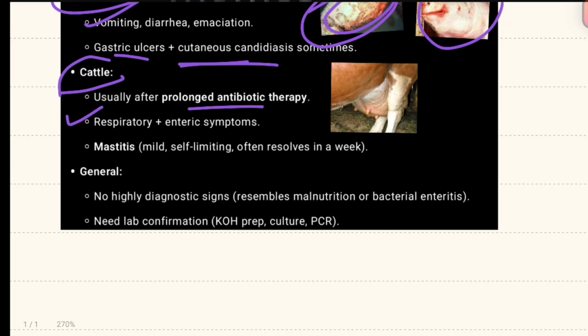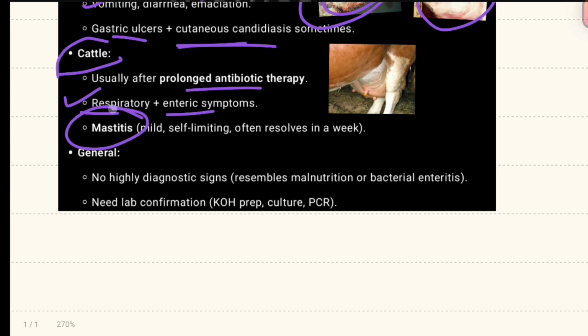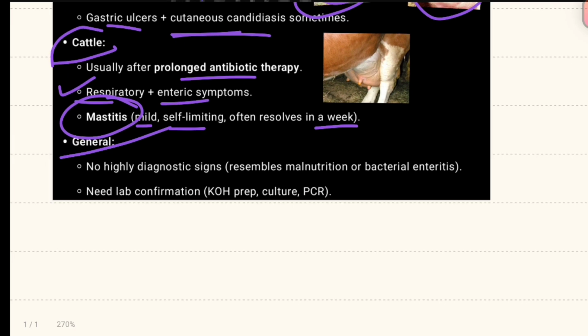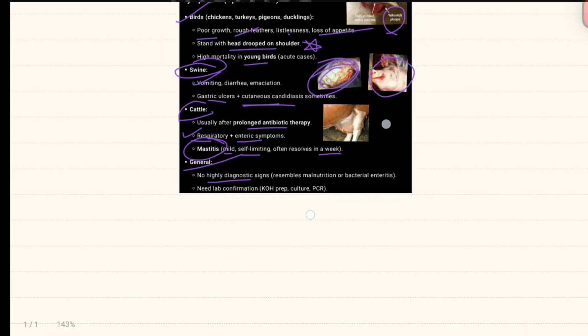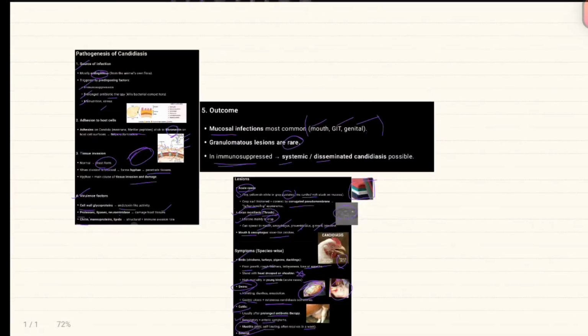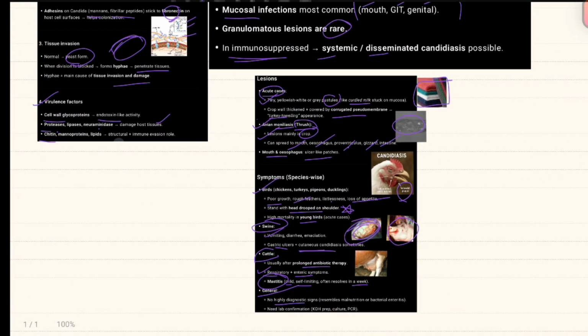It may also spread to cause respiratory and enteric symptoms, and mastitis is the most important symptom noticed in this candidiosis. Usually this mastitis is a mild form and is self-limiting, which may often resolve in a week. In general, these are not of high diagnostic value for diagnosing the disease, so these symptoms are not very specific. So this is about the pathogenesis and its outcome in the form of lesions and symptoms.